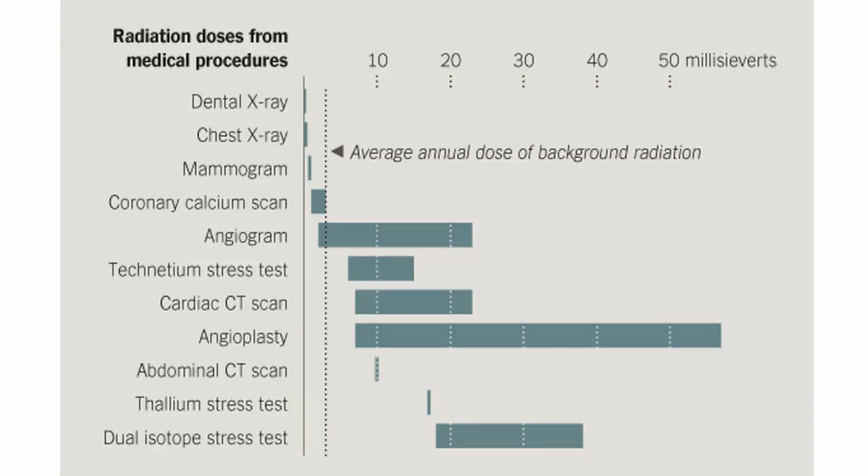We can see that the average annual dose of background radiation is around 6 millisieverts, with maximum radiation exposure in angioplasty and angiogram, followed by second maximum in cardiac CT and dual isotope stress test. Single isotope stress test is coming around third place. Chest X-ray is the least with just 1 millisievert exposure.